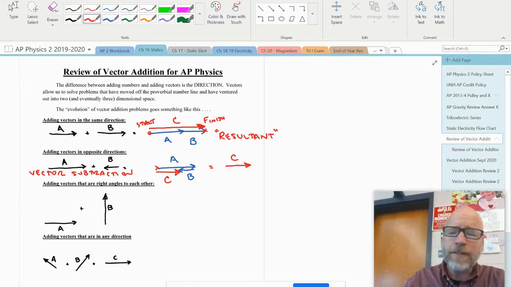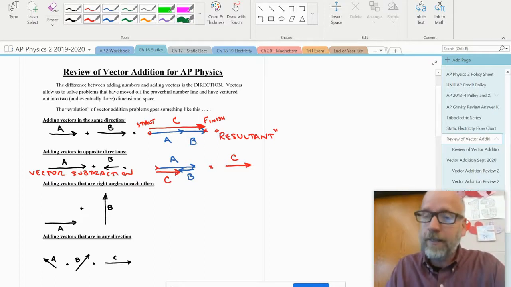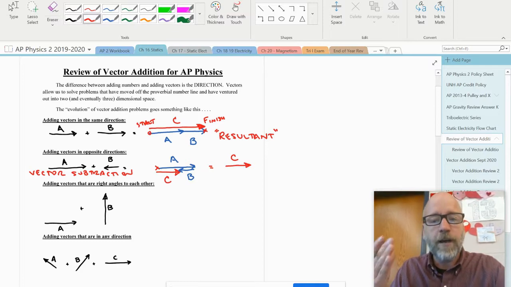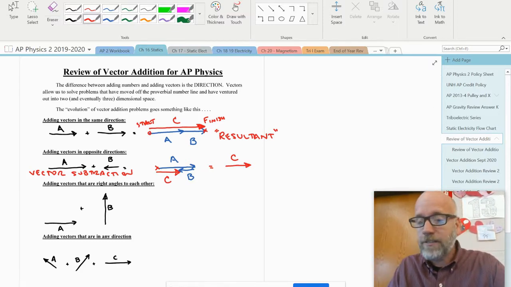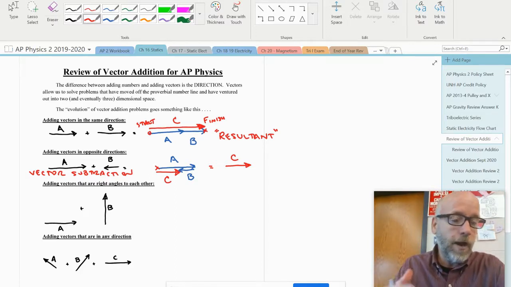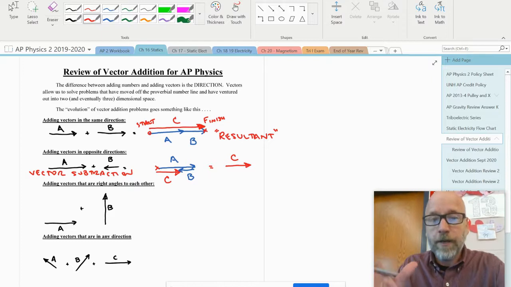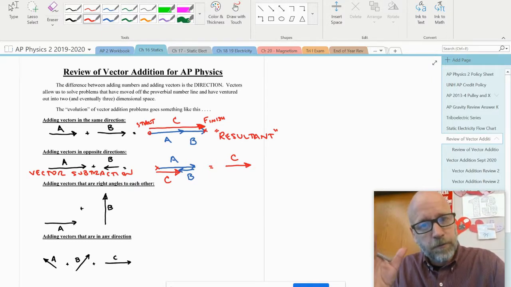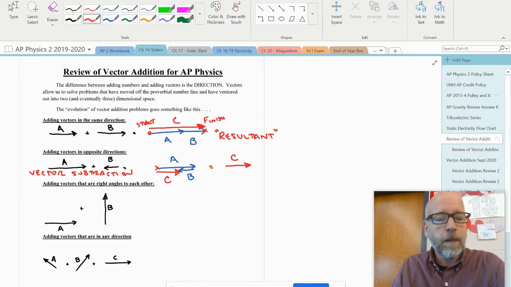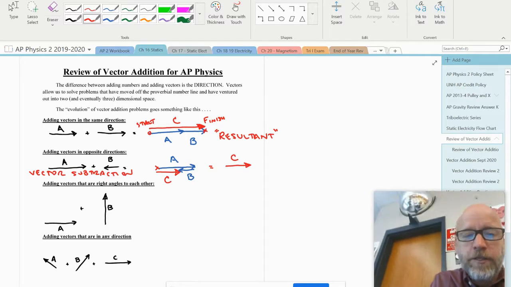Now, adding vectors that are at right angles to each other. This is something we did repeatedly. Think about all the work we did with projectile motion, right? We were always looking at a velocity in the X and a velocity in the Y. We looked at force problems like this. We did a lot of work with vectors, and we're going to when we talk about electrical forces and electrical fields coming up. So when we add two vectors that are at right angles to each other, I'm going back to tip-to-tail method.